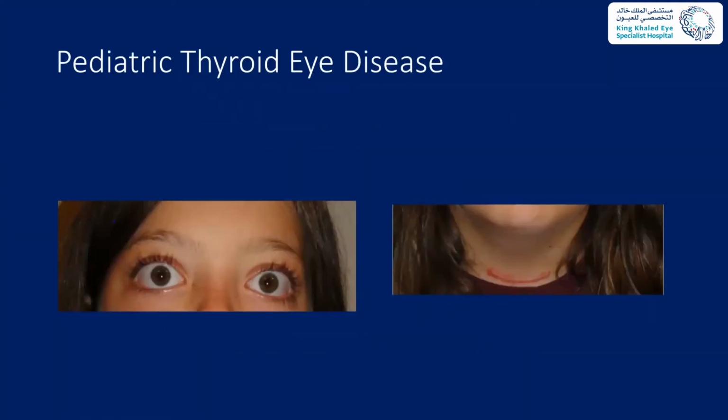And although children may have proptosis and lid retraction, as seen in this case, it's unusual for them to have strabismus or compressive optic neuropathy. And note the thyroidectomy scar in this child on the right photo.